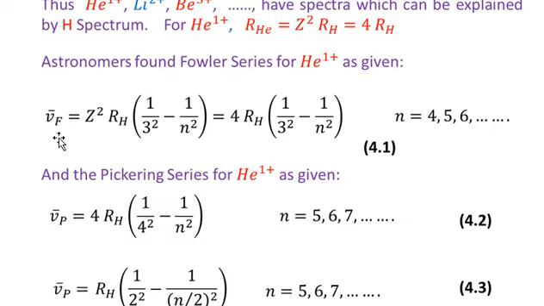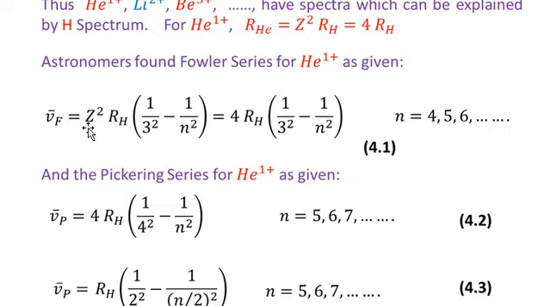The Fowler series for the helium singly ionized atom is represented by nu F bar. This nu bar represents the wave number and the subscript F represents the Fowler series. So this is the wave number of the Fowler series on the left hand side of equation 4.1, and on the right hand side we have Z square times RH and times 1 over 3 square minus 1 over n square. So actually this is the formula that explains the transition lines in the Fowler series.